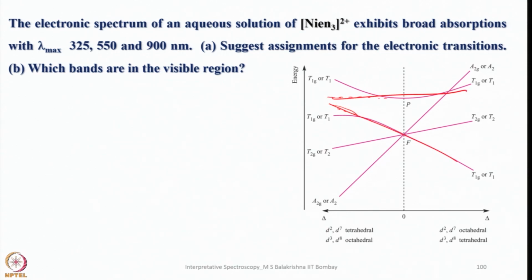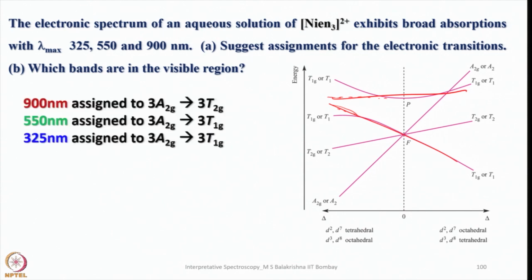You should be able to assign once you identify the ground term, the ground state, and then 3 other states, 1 due to P and 2 due to F, excluding the ground state of the F system. So you should be able to do that one. Which bands are in the visible region? 900 nanometer is assigned to 3A2g to 3T2g, and 550 is assigned to 3A2g to 3T1g, and then 325 is assigned to 3A2g to 3T1g. So this is how you can identify and assign the values.